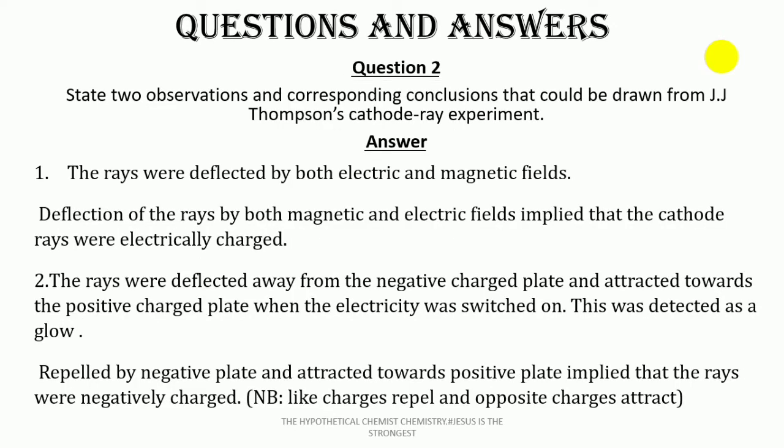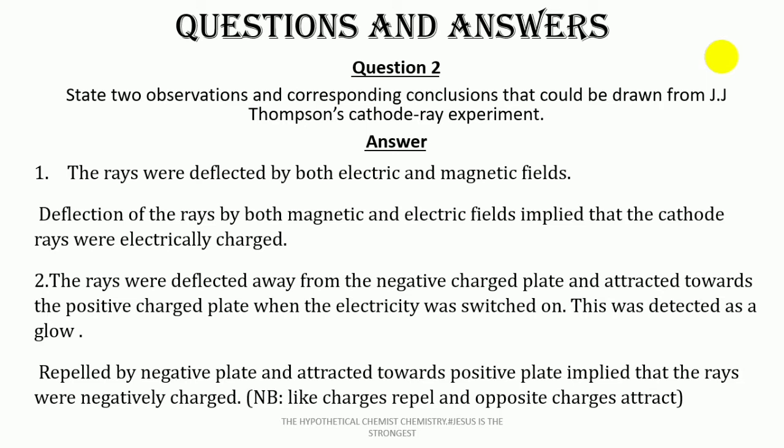Don't forget that. Now the next question, which is the second question, states two observations and corresponding conclusions that could be drawn from J.J. Thomson's cathode ray tube experiment. Under that one also, the answer is that the rays were deflected by both electric and magnetic fields. That was the observation, and its corresponding conclusion is that deflection of the rays by both magnetic and electric fields implies that the cathode rays were electrically charged, or you can say they were carrying charges.